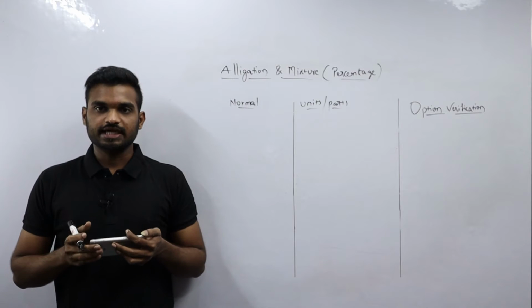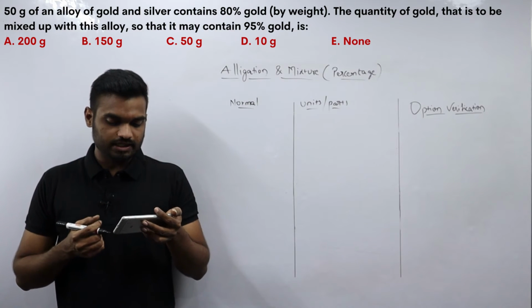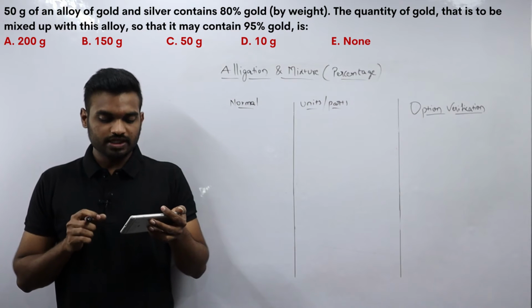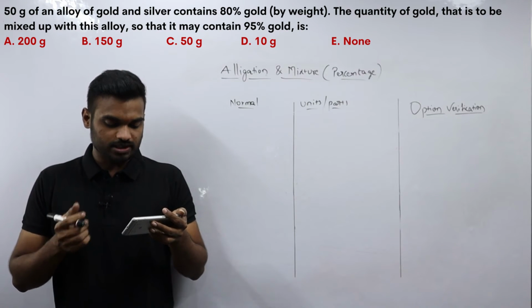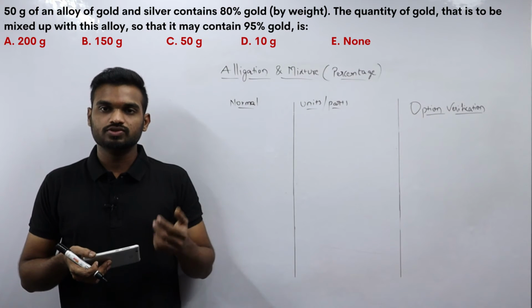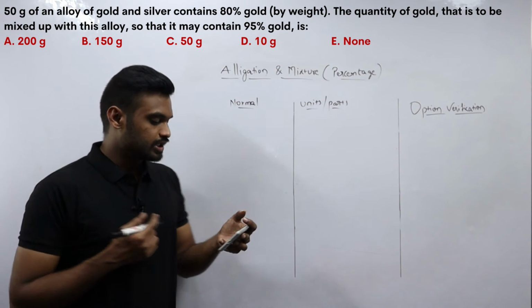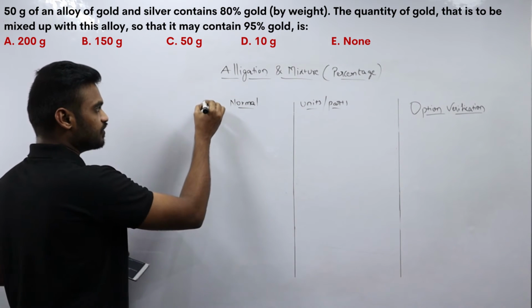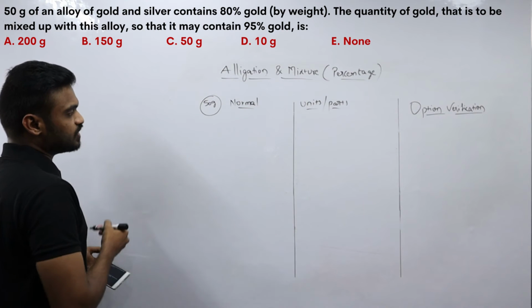Okay, now let's see the second question. They are saying that 50 grams of an alloy of gold and silver contains 80% gold. Find the quantity of gold that is to be mixed with this alloy so that it may contain 95% gold. So we need to find out the quantity of gold that needs to be added so that the total quantity becomes 95% gold. Now they are saying that initially there is 50 grams of total quantity. So the total mixture is 50 grams.